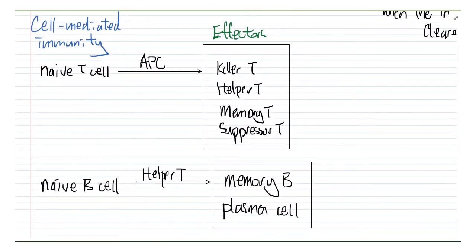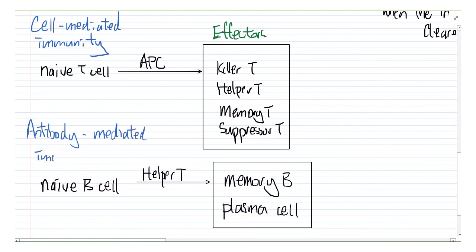And the immunity that you have from B cells, we call this antibody mediated immunity, or sometimes in textbooks they call this humoral immunity. So it's just two branches of adaptive immunity: cell-mediated and antibody-mediated.